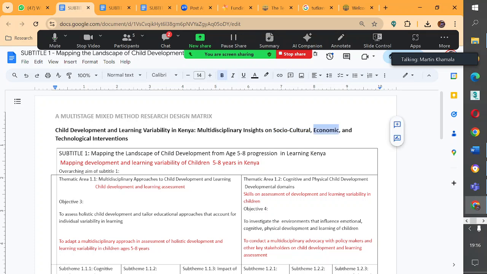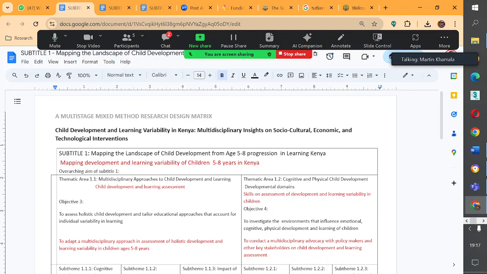We have the economic, which we saw as important because of resources and the distribution of those resources and how they affect child development and learning. And then the technological interventions, which allow us to look at, you can say, traditional, current, which are conventional, and you can say futuristic technologies in the child development and learning context. So these are the three. Again, it's not limiting, but we just isolated them as being things that we need to look at. So that now forms our main heading.